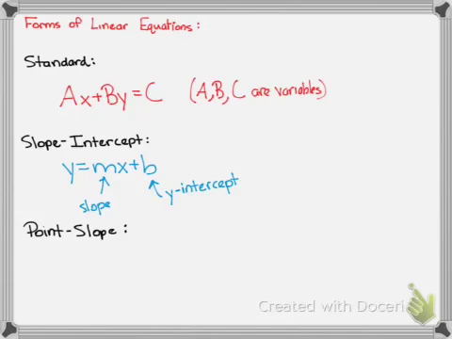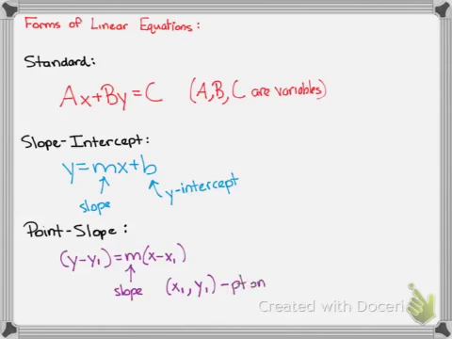And then the last one is point-slope form. Now, point-slope form we do not use a lot, but we will use it a little bit, so I want you to be familiar with it. The equation for that is y minus y1 equals m times x minus x1. Here, m is still slope, and x1, y1 represents some point on our line. So that's just a point on the line.